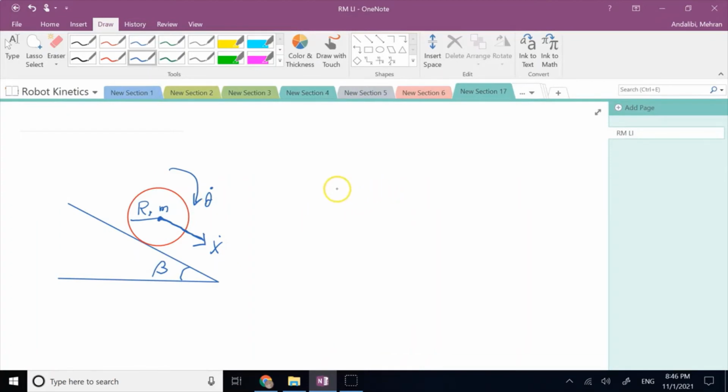So what do I have here? The kinetic energy K is two terms because this has rotation and translation. So there's going to be 1/2 m x dot squared, and then plus 1/2 I about the center C times omega squared, or theta dot squared.